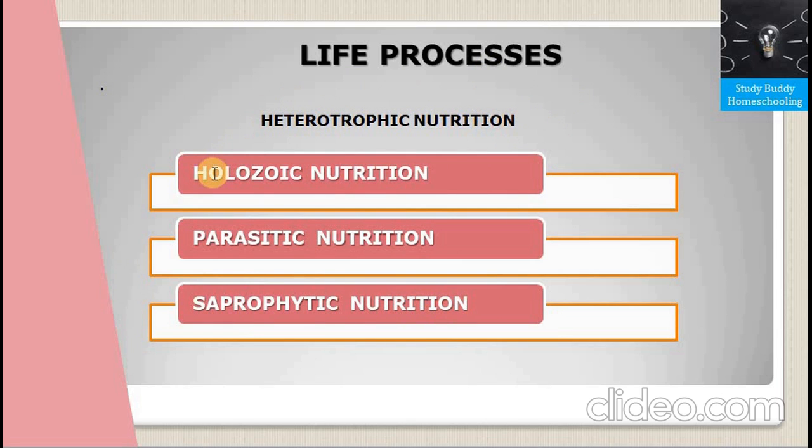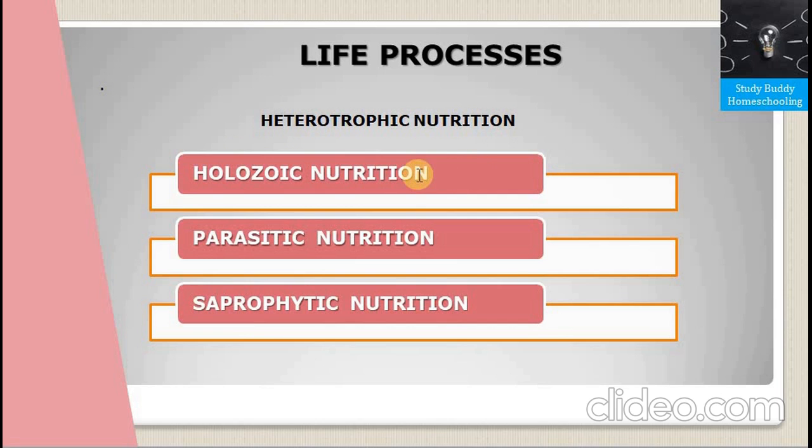Let's see what is Holozoic Nutrition. Holo means complete. So in the case of Holozoic Nutrition, the organism takes in the food completely. Most of the organisms follow Holozoic nutrition. Examples are human beings, animals, vertebrates, even Amoeba and Paramecium.